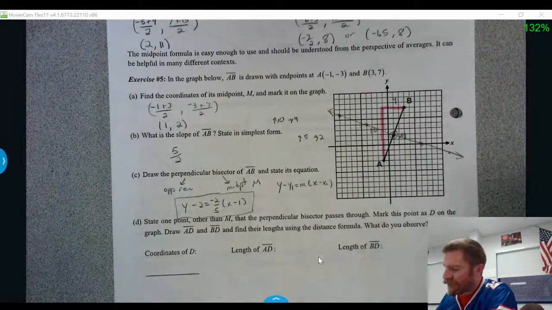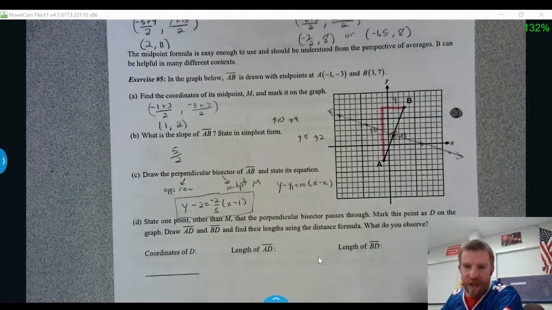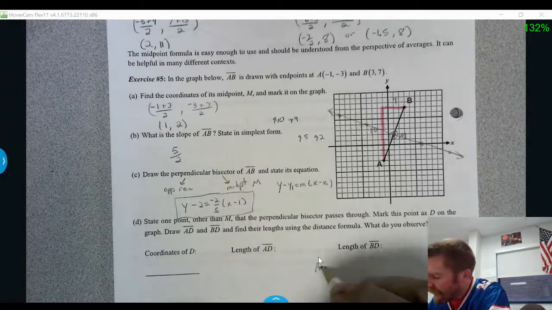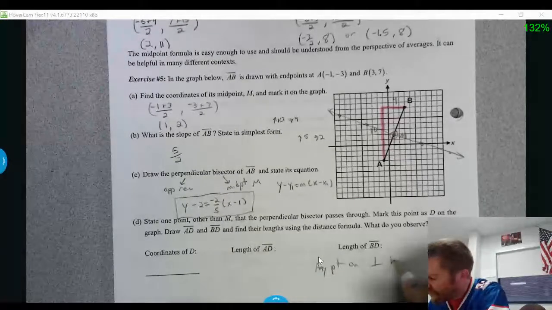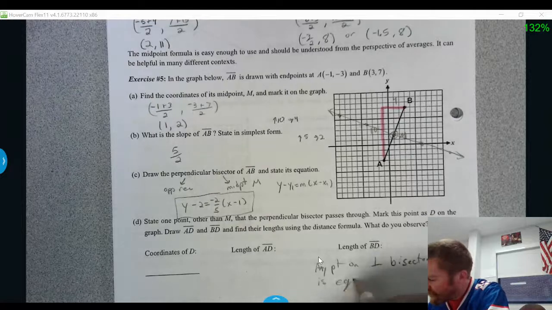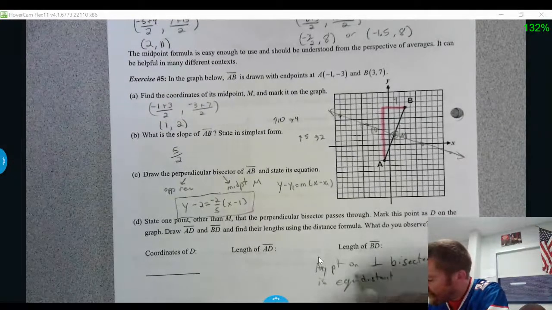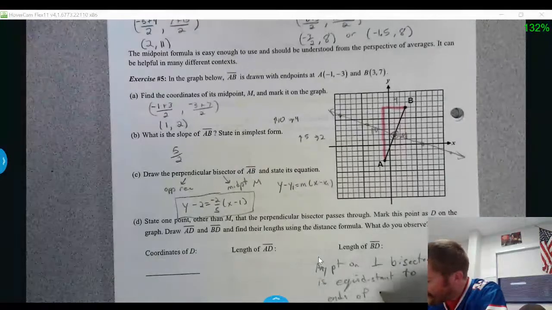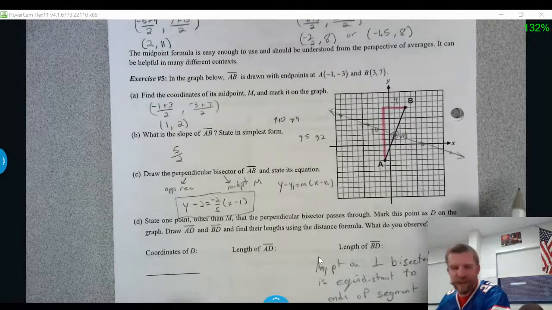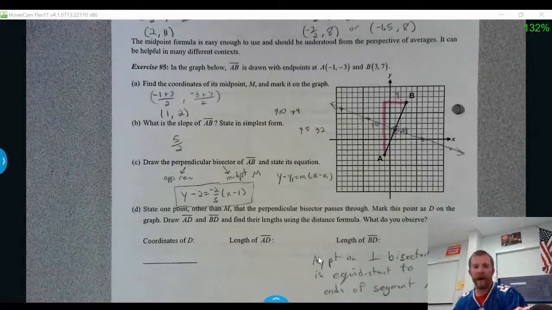They did want me to try and pick a point and show you lengths. The main thing that we should observe is that any point on the perpendicular bisector is equidistant to the endpoints of our segment. So in this case, it would be equidistant to A and B. So if you did that and found the distance, you would try and make that happen.